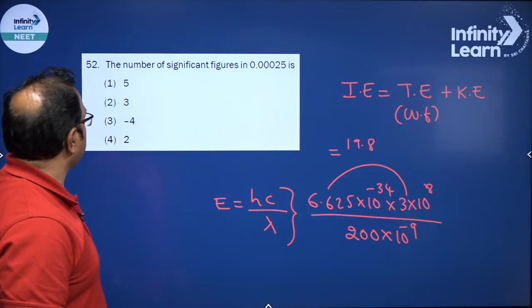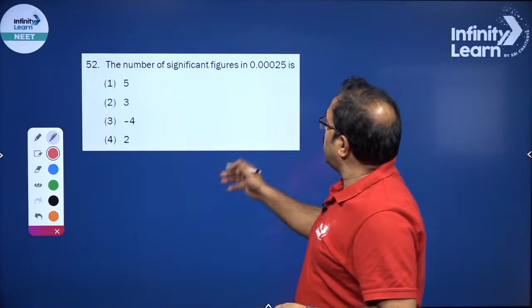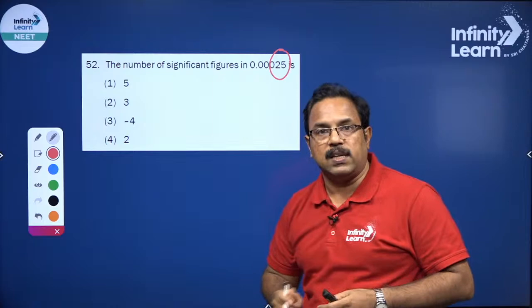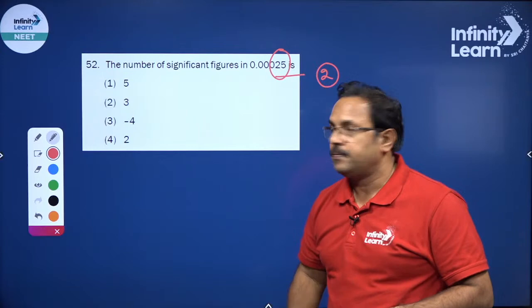Significant figures. You know that preceding zeros are always insignificant. In the case of this one, you have two numbers, all preceding zeros will be insignificant. Succeeding zeros become significant if you have the decimal point. So in this case, there are only two significant figures, preceding zeros will not come into consideration. Next.